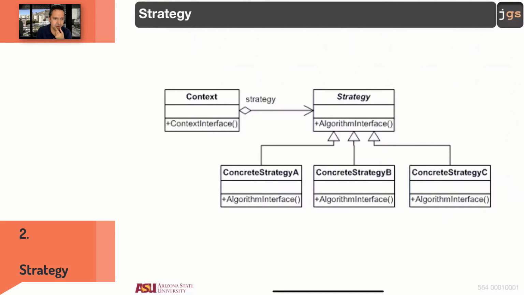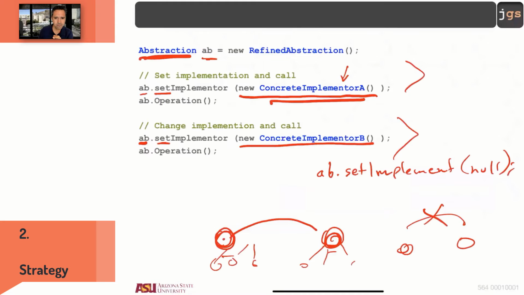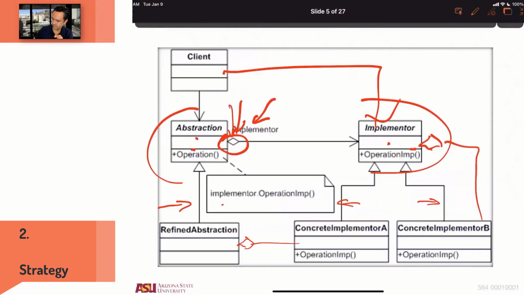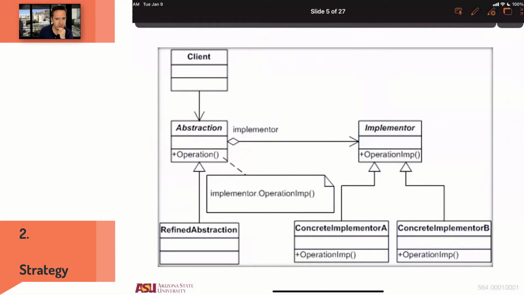Is it some diagram that we reviewed before, or is it totally new? Strategy. Bridge. Remember, this is a comment. So you told me that a bridge is this connection between two families.